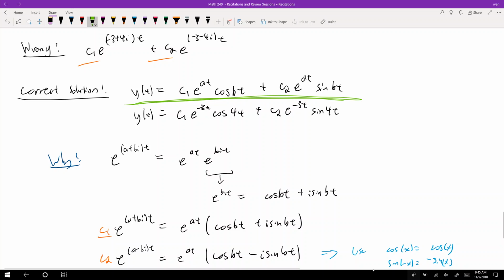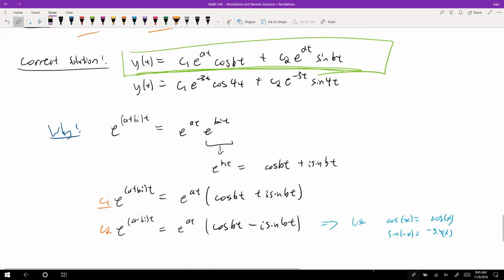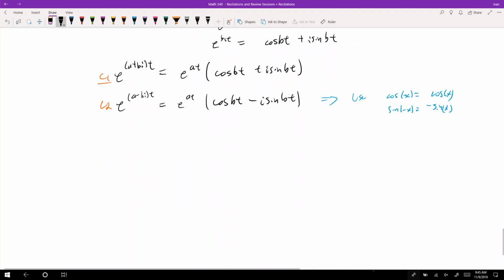Okay, are we good here? Or is that satisfactory enough? Okay, so that's the important thing for complex roots to remember. Okay, so let's jump to another problem.